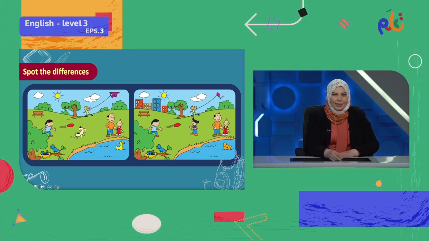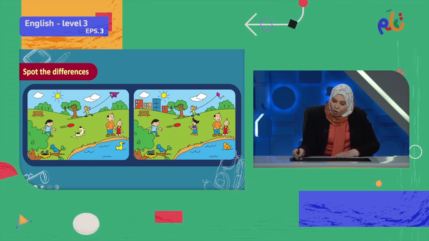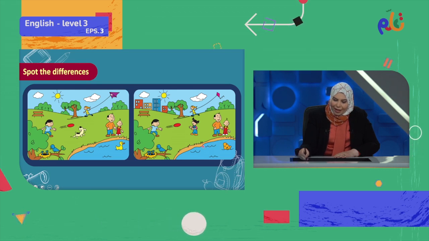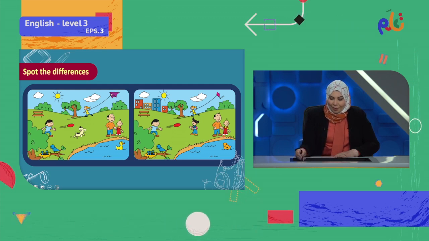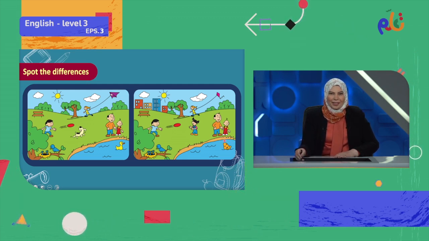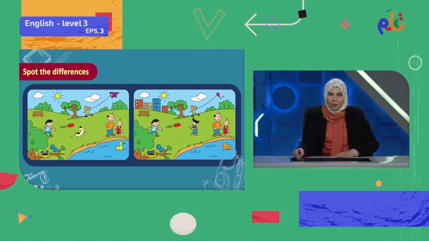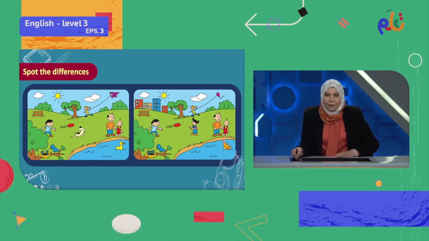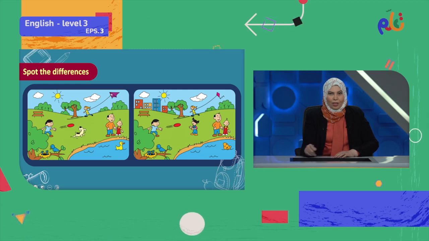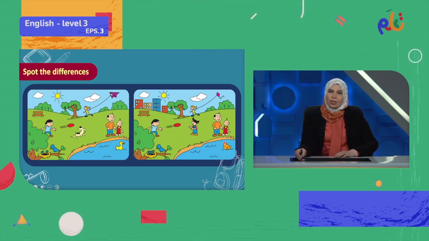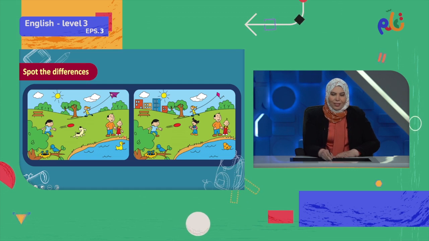So let's look at the first picture here. We have 5 differences between this and this. Okay, so we're going to start from the very bottom, from this area, and spot the differences. Yes, so the first difference is the one that we have here. In the first picture, we have a fish, but in the second picture, we don't have a fish, we have a duck.